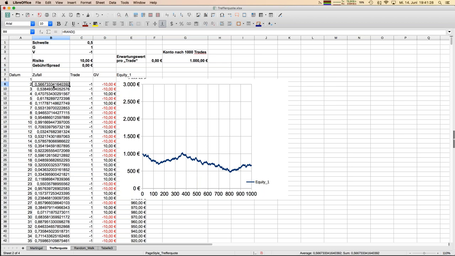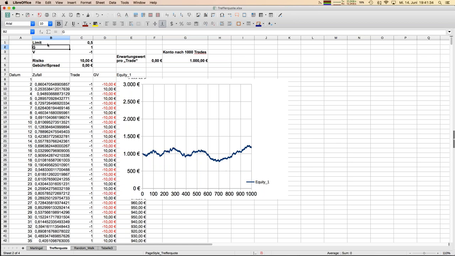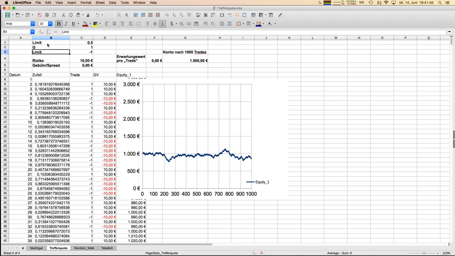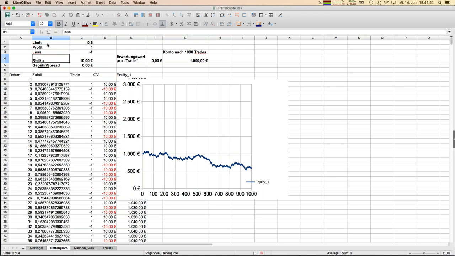So I have a random number between 0 and 1 here, and I have a limit, a threshold here, and I simply call average gain 1 and average loss. Let's go for a loss and here profit. So now it's a little bit more English here. And we have a risk for a trade of, for example, 10 euros. So in this case, it's quite easy.